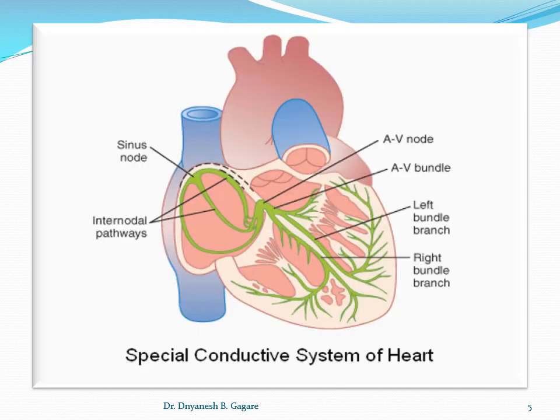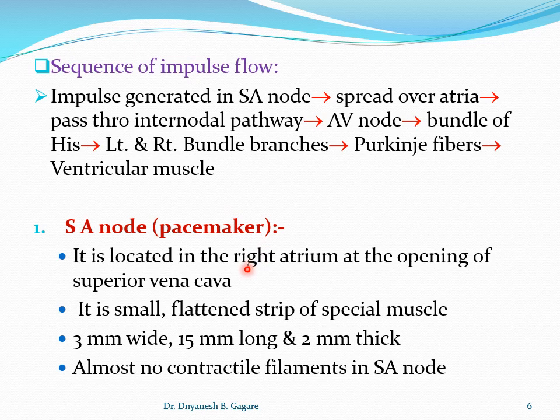Okay, in this diagram we studied how the special conductive system is located on the heart, what are the parts of the special conductive system, and how the impulse is generated, how it's spread over the heart, what is the velocity of conduction, how much time is required for the conduction. That also we discussed in our previous lecture.